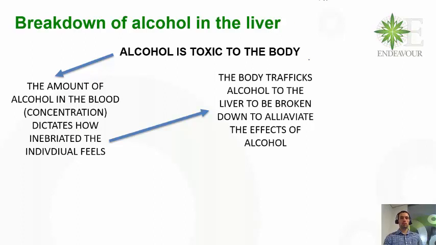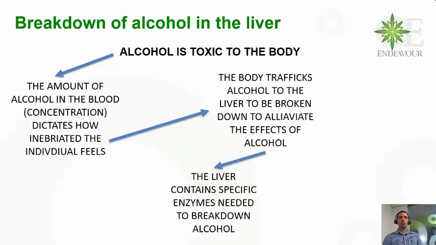So what the body is doing to counteract this alcohol being in the blood is it's going to be taking it to the liver where it can be processed. So essentially, as the liver processes and breaks down the alcohol, then the individual is going to feel less and less inebriated, or less and less drunk. And why is it taken to the liver? Well, it's because the liver contains these special enzymes that I showed you in the previous slides that are actually needed to facilitate those alcohol breakdown reactions.